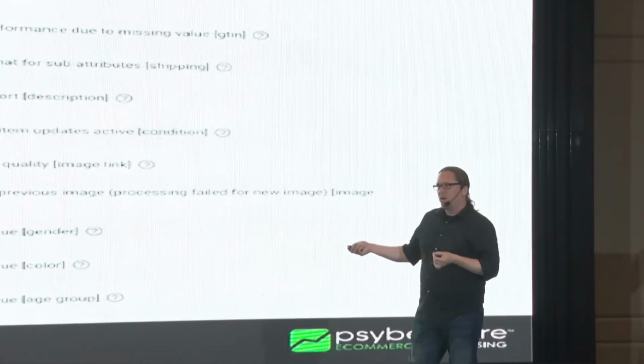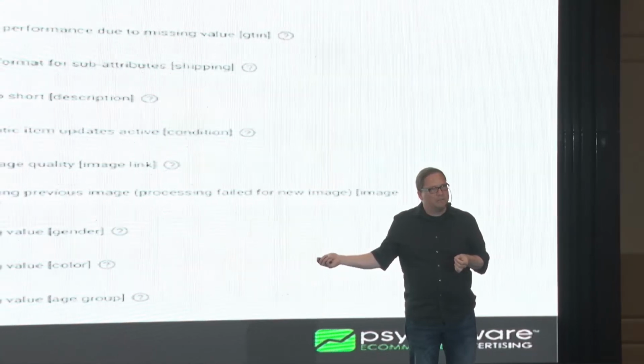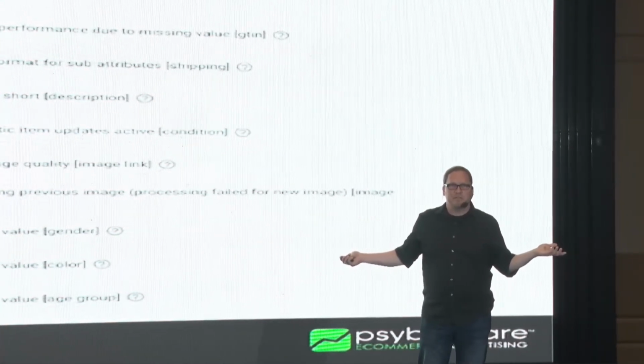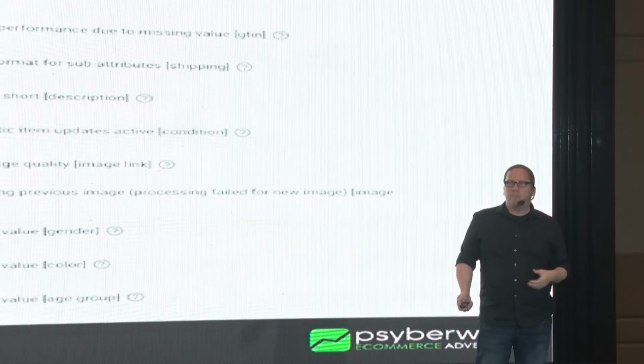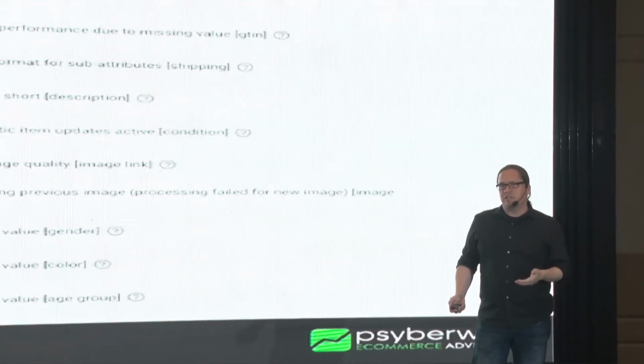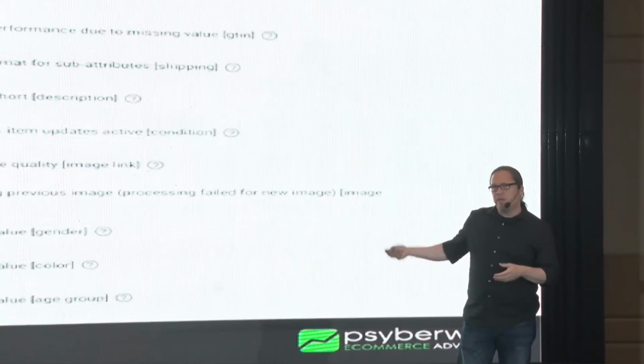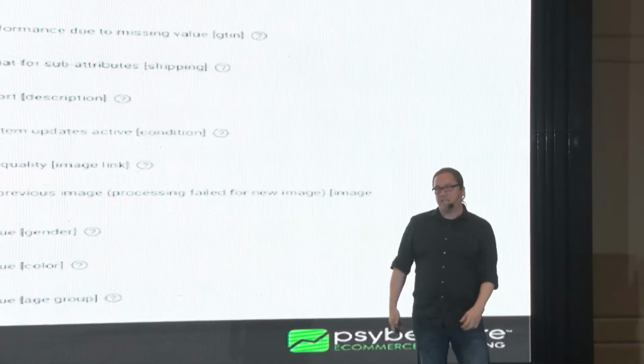So this could be a problem where the data is in Magento. I mean, Magento has a color attribute by default, right? We could have the data in there and we're just not exporting it into our feed. Or maybe we're missing this information in Magento on a number of products. But these warnings are basically clues about where you can go to make your ads perform better.